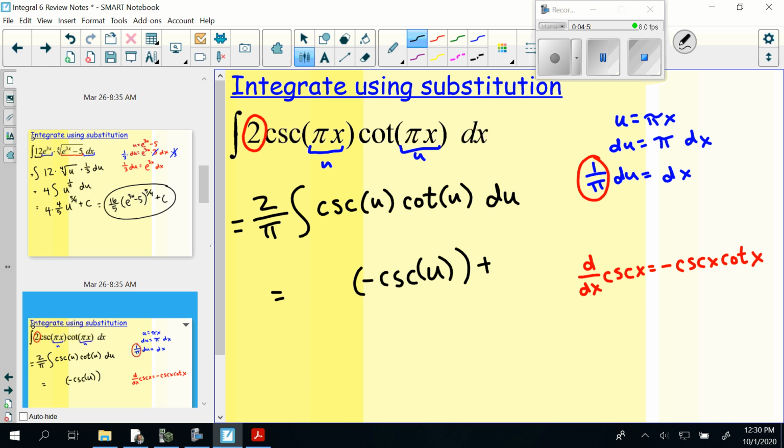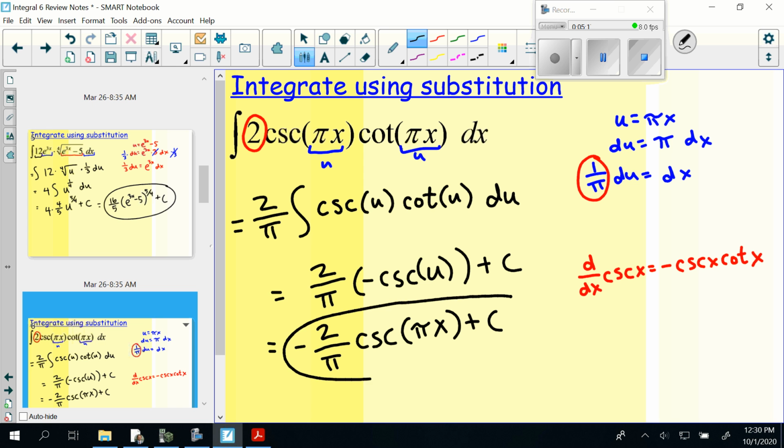Plus c, and then we've got to make sure again we pull our 2 over pi constant with this. Okay, next, now let's substitute back in. I'm going to move that negative out in front here. And then we'd have cosecant, and now instead of u, we substitute back in. So pi over x, plus c. And there's our antiderivative.